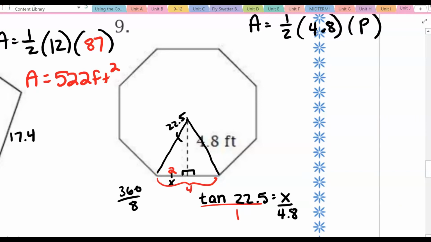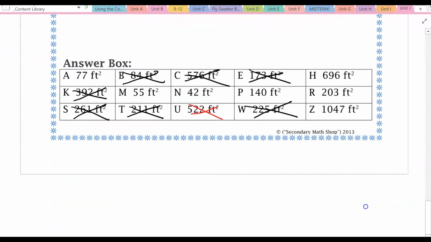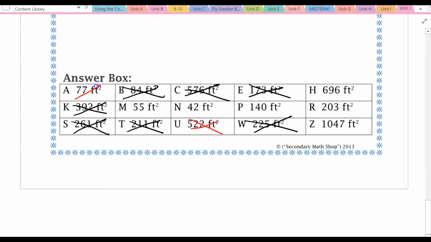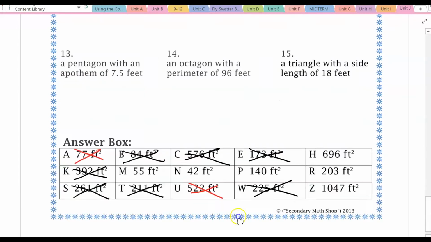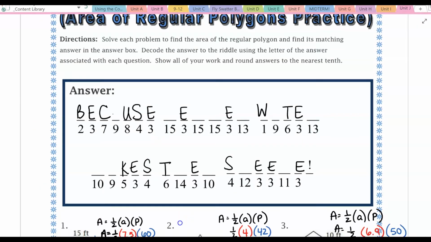And if there are 8 sides worth 4, we have a perimeter of approximately 32. So 32 times our apothem of 4.8 times a half gives us an area of approximately 76.8. So looking down below, that is going to be an A. So wherever we see a 9, we put an A.